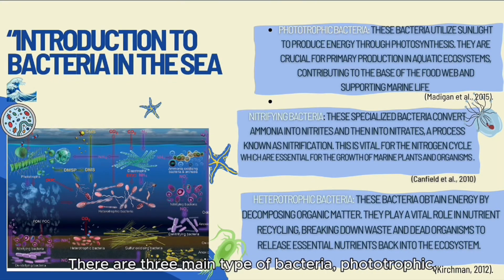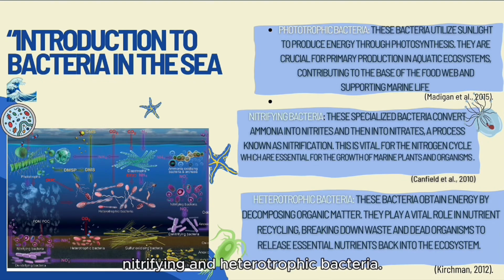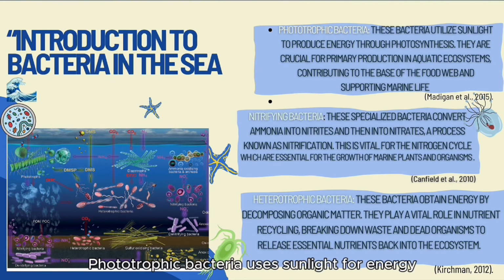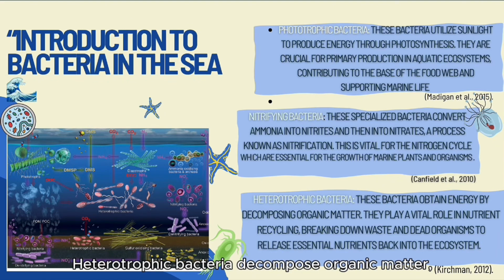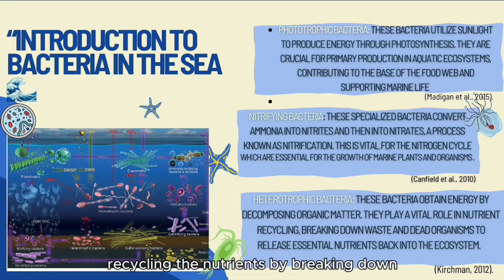Introduction to bacteria in the sea. There are three main types of bacteria: phototrophic, nitrifying, and heterotrophic bacteria. Phototrophic bacteria use sunlight for energy through the process of photosynthesis. They contribute to primary production, forming the foundation of the marine food web and supporting diverse aquatic life. Nitrifying bacteria convert ammonia into nitrites and then into nitrates, which are important nutrients for marine plants and animals. Heterotrophic bacteria decompose organic matter, recycling the nutrients by breaking down waste and dead organisms, keeping the ecosystem healthy and balanced.